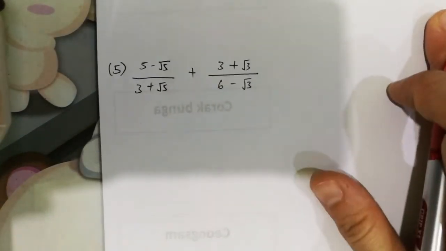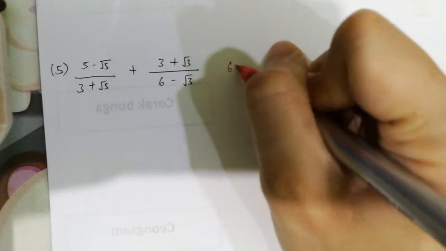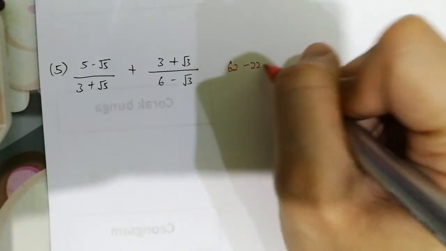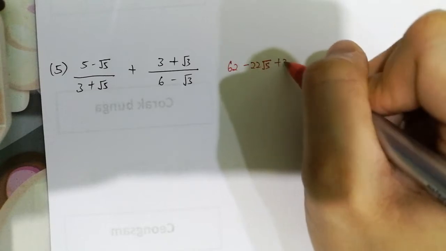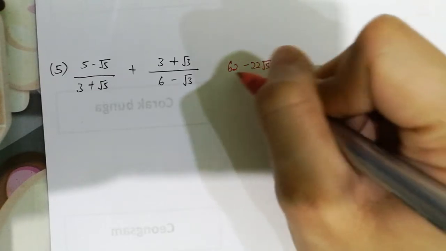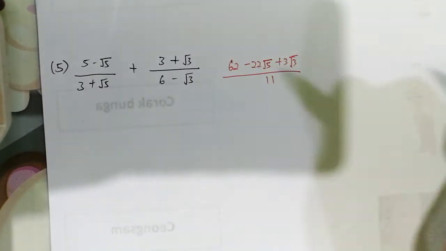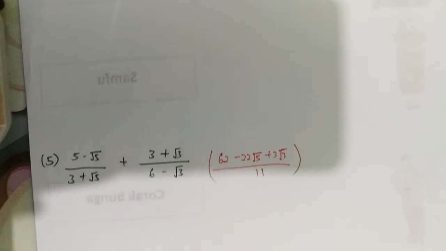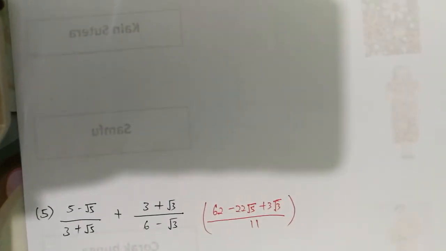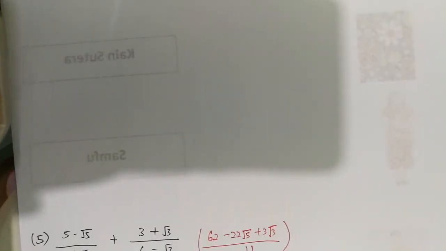Okay, another example, your answer should also be a bit long here: 62, 22 root 5 plus 3 root 3 divided by 11. So this should be your answer. Okay, so you can try these two. If any problem, you can ask me.